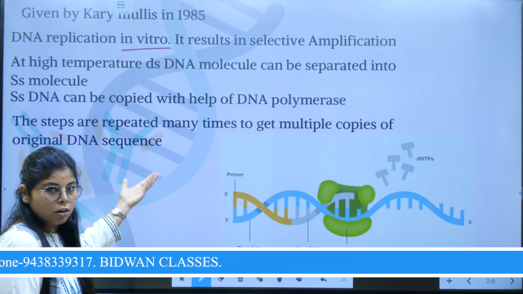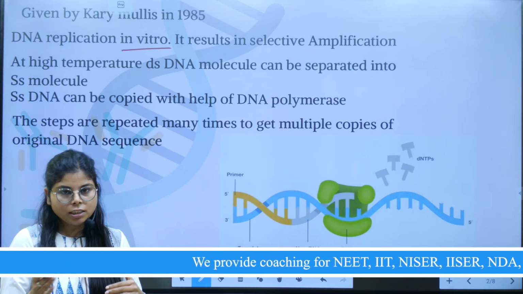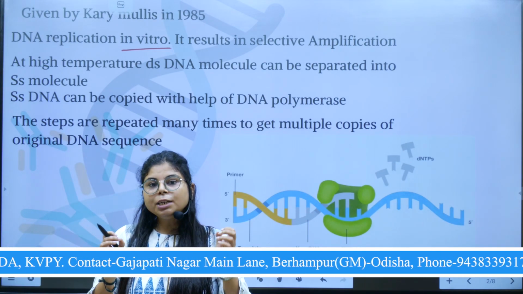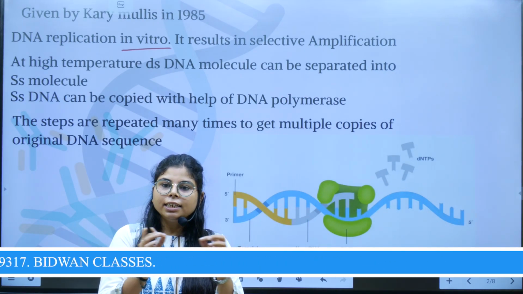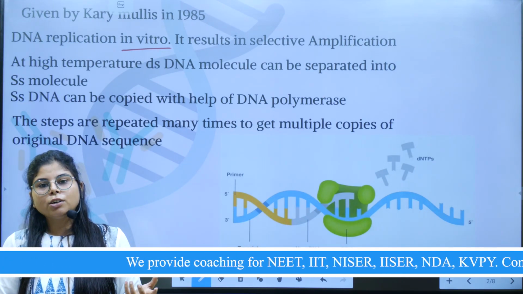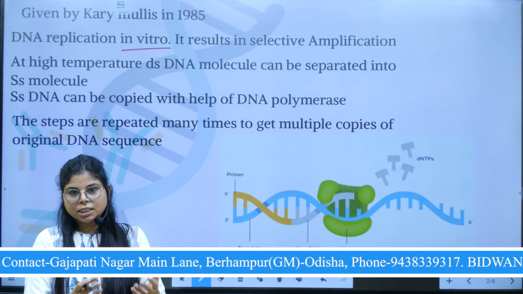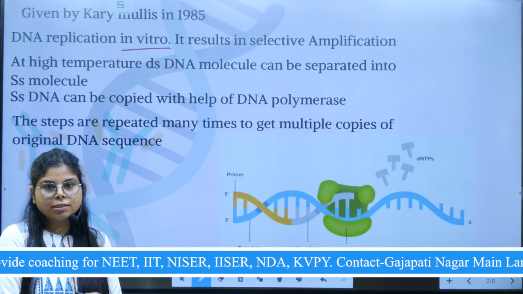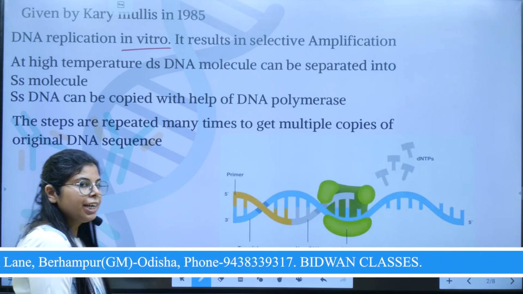So the principle is, first you separate the two strands of DNA, and then we need primers, because the polymerase enzyme cannot synthesize the new strand of DNA unless it has a primer. So we need primers for the synthesis of the new strand, and then the DNA polymerase, if it gets the dNTPs, can extend the template strand and create new strands.